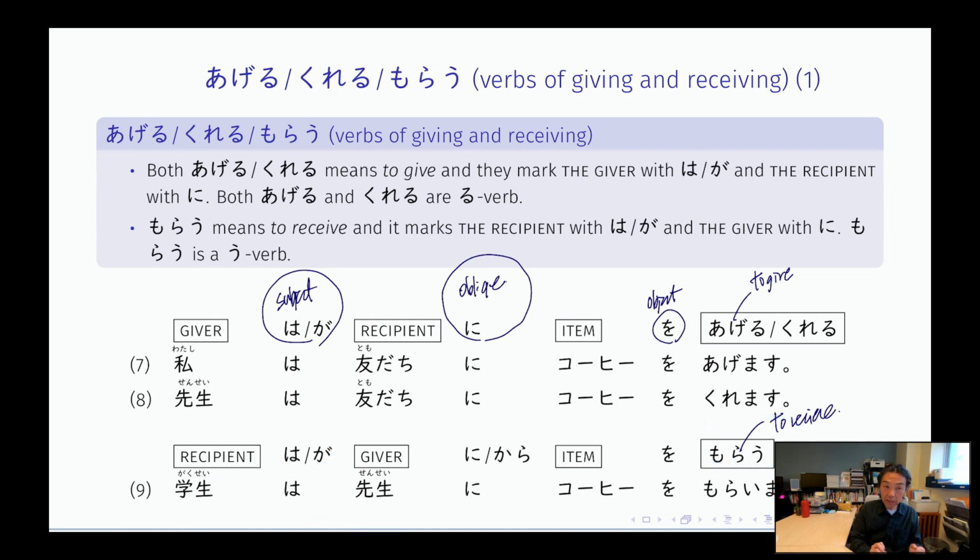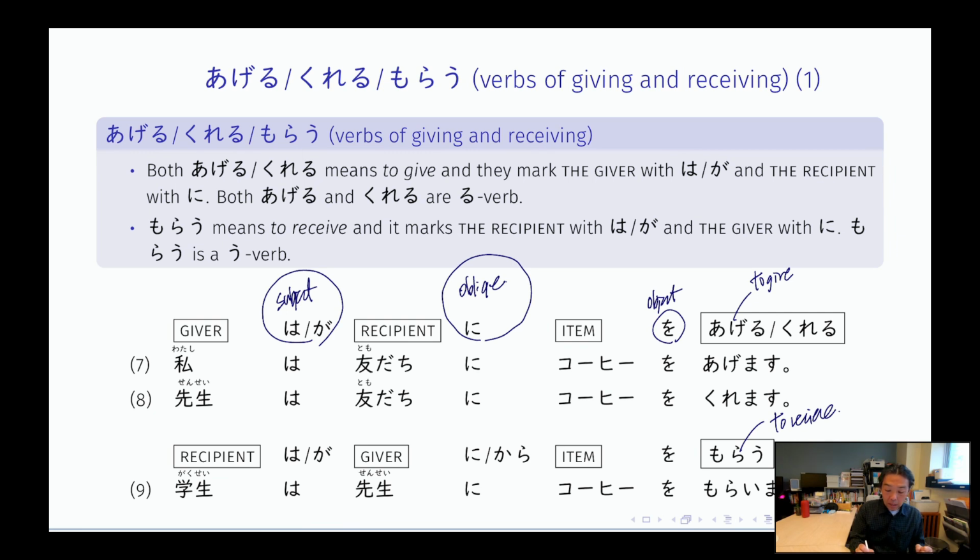Okay, this is exactly the same as English, so I hope this is not too difficult, right? You can talk about the same thing from different perspectives. Since you're looking at the same thing from different perspectives, the subject can be a giver or the subject can be a recipient. Then the oblique marks the other one, recipient or sometimes giver. Okay, so that's the basic structure of give and receive.